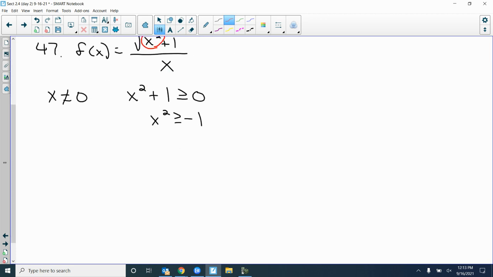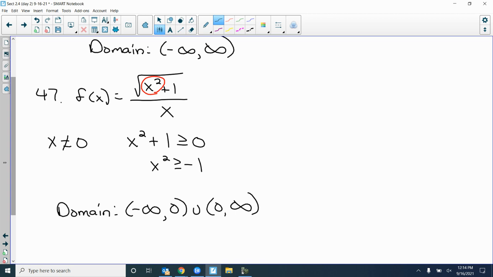That is why the domain is everything but 0. Negative infinity to 0, union 0 to infinity. So just be careful on that, especially when you get that squared. Look at it really close, and then you might be able to figure out whether it will always be positive or always be negative. All right, your even ones.